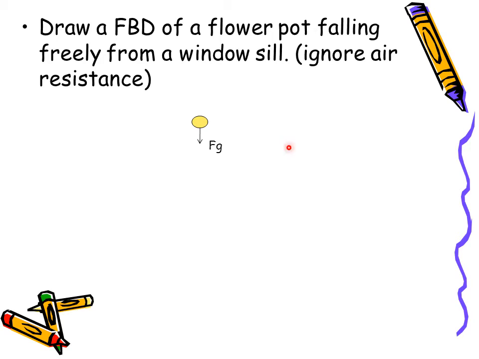So for an example, a free body diagram of a flower pot falling from a windowsill, ignoring air resistance, could look like this, where the circle represents the flower pot. If we ignore air resistance, the only force then acting on the flower pot would be the force of gravity pulling down on the flower pot.